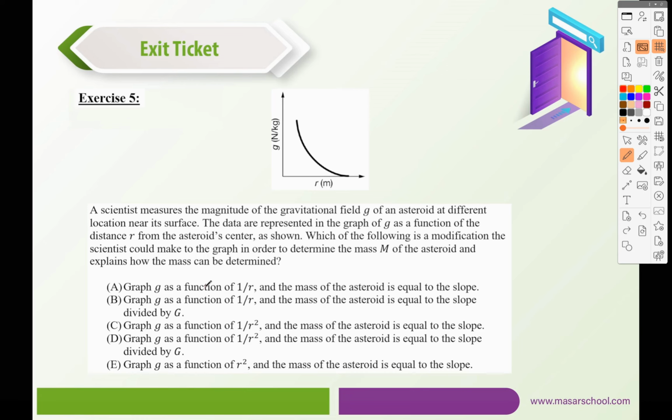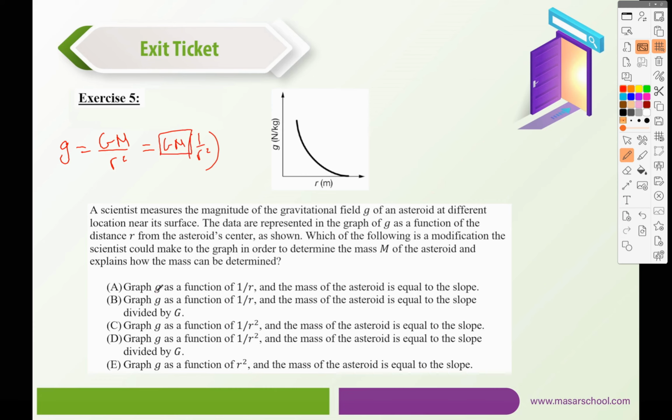If you notice carefully, they're talking about a skill which is linearization. G is given by GM over r squared. The linearization happens here if you factor out 1 over r squared, that would be GM times 1 over r squared. Then to determine the mass, you need to linearize the following. Plot G as a function of 1 over r squared, and the slope would be GM.